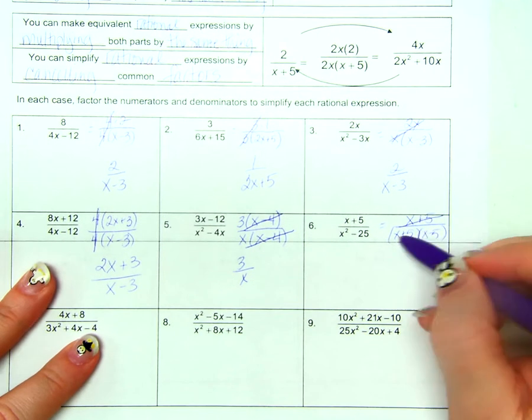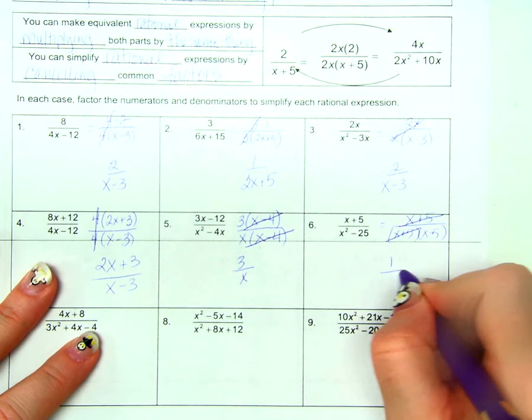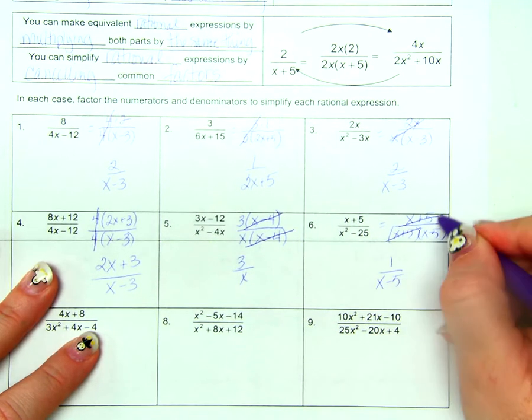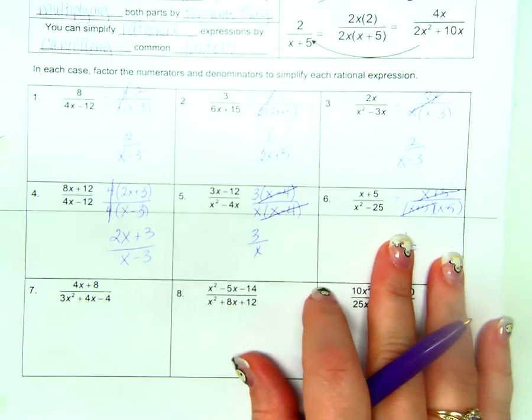Cancel out my x plus 5 and my x plus 5. What's left? 1 over x minus 5. We still have a value up here in the numerator. It's a 1. I just end up with 1 over x minus 5. Are you understanding?